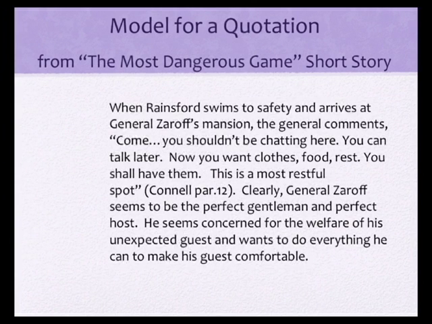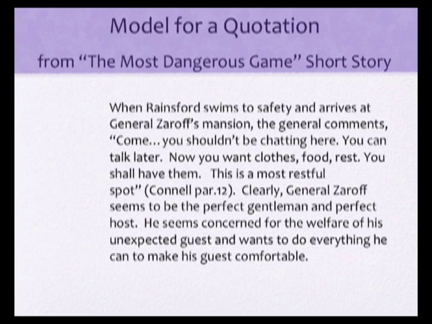Here's a model from The Most Dangerous Game short story you've read earlier in this course. When Rainsford swims to safety and arrives at General Zareff's mansion, the general comments, "Come, you shouldn't be chatting here. You can talk later. Now you want clothes, food, and rest. You shall have them. This is a most restful spot." Clearly, General Zareff seems to be the perfect gentleman and perfect host.